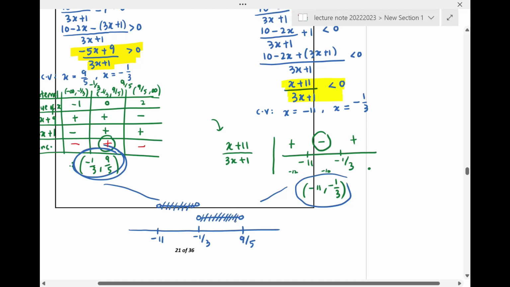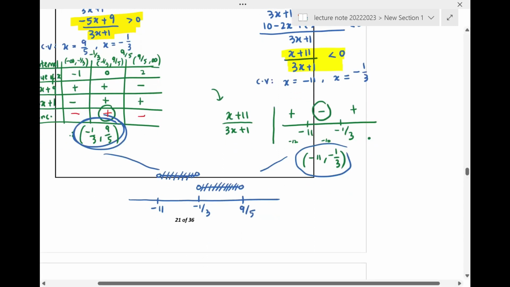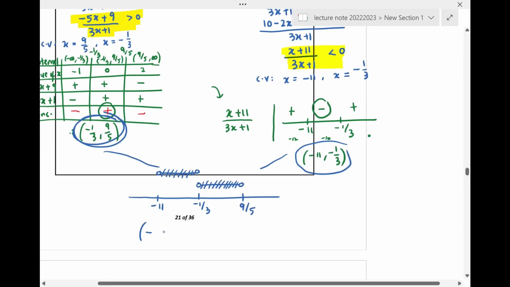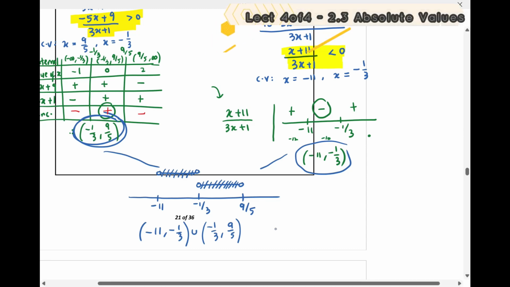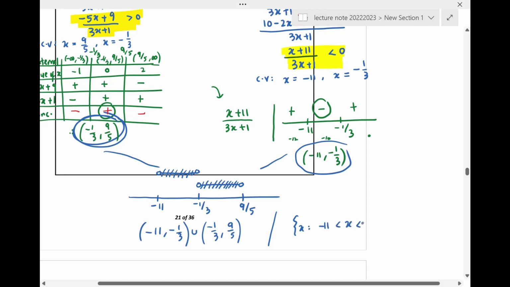Okay, so how to put this into our answer? So, the answer should be from negative 11 up till negative 1/3, and then the other one is from negative 1/3 up till 9/5. So how to combine these two answers? We put union there. So we are done. Okay. If you want to put this into a solution set, okay, let me show you. Okay, solution set, it will be x between negative 11 and negative 1/3, or x between negative 1/3 up till 9/5.